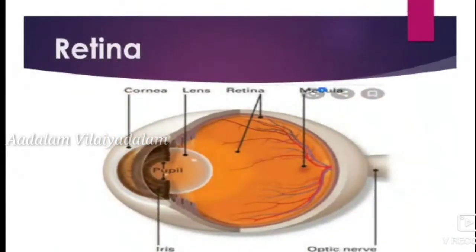And next one is retina. It is the back surface of the eye and it is a sensitive part of the eye, in which the real and inverted image of the object is formed at the retina. So it is located at the back side of the eye.